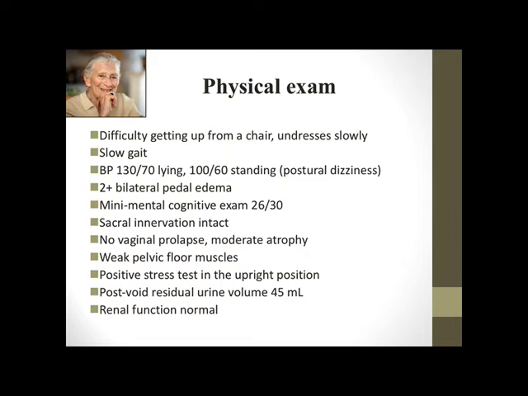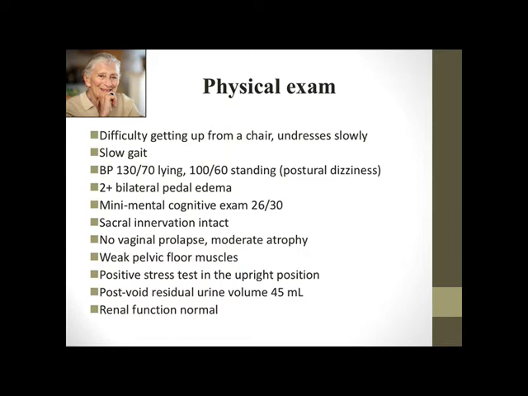She undresses herself very slowly, and that's actually an important thing to watch, because how they undress is how they're going to be trying to get to the toilet to get their pants off to actually go toilet themselves. She has this very slow gait, which, as we mentioned, is associated with bad things in older people. Her blood pressure is 130 on 70, and it drops a bit with standing, and she gets some dizziness associated with that. She has 2+ pedal edema.